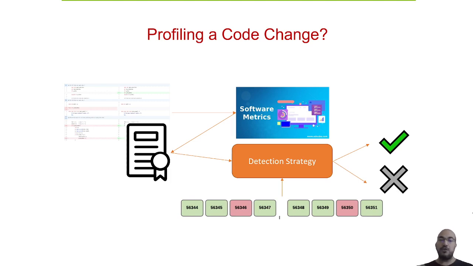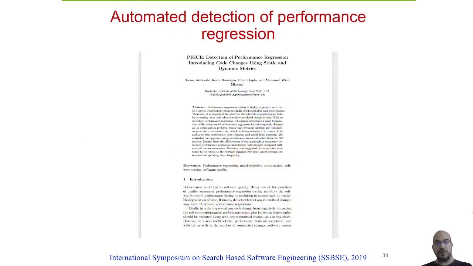Now the question is, how can we develop this detection strategy or this solution? In our recently accepted paper at the Symposium on Search-Based Software Engineering, we used optimization to develop that model. My next presentation will explain how we developed that detection strategy.